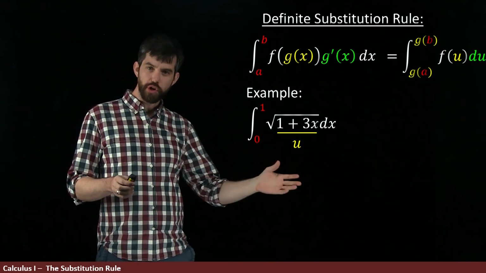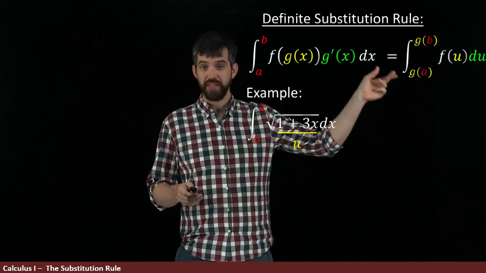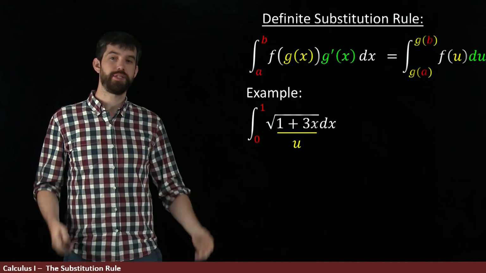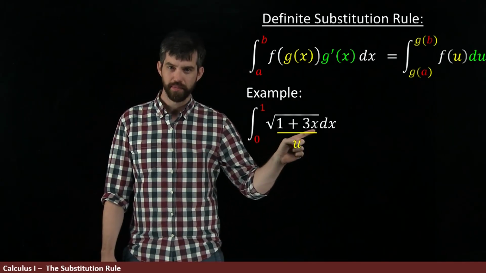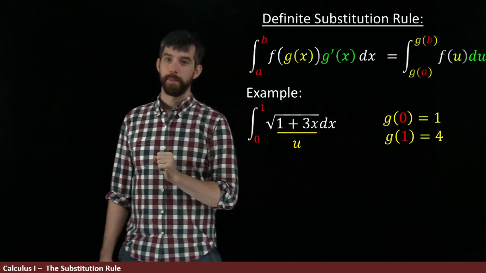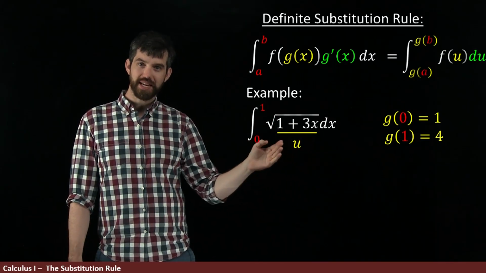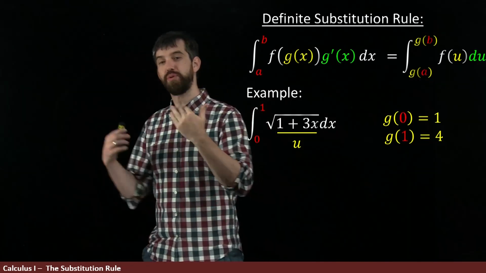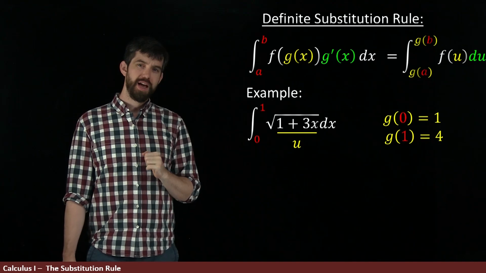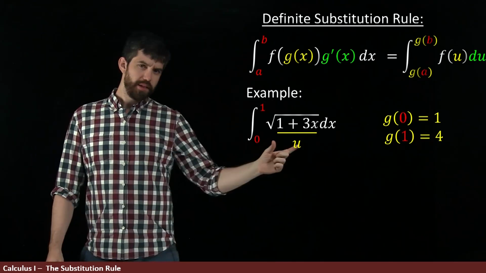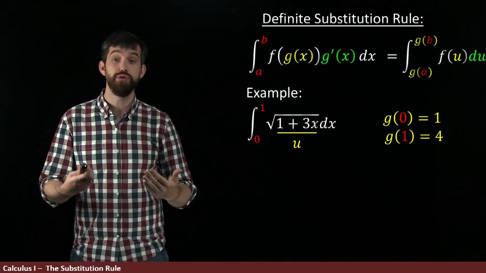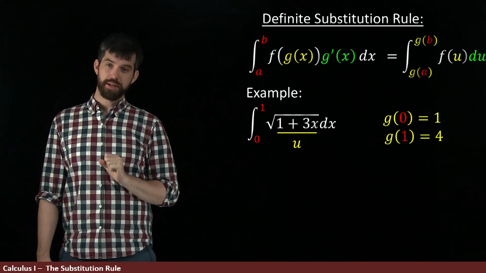Now that I've identified the u, I want to go to the g of a and the g of b. Well, u equals g of x is equal to 1 plus 3x. So if I plug in 0 here, then what I'm going to get is just 1 plus 0. So g of 0 is 1. And if I plug in the 1 for my x, I get 1 plus 3, which is equal to 4. So that's what my bounds are going to be. They're going between now 1 and 4. And then I have to think about what's my du. The derivative of my 1 plus 3x is 3. So my du should be 3 dx.